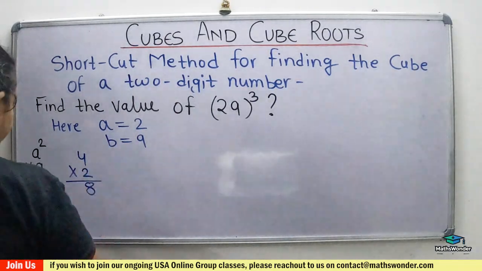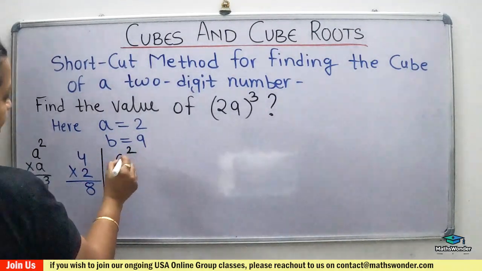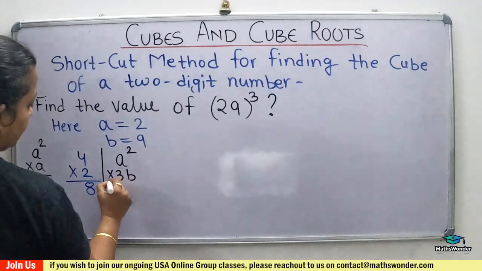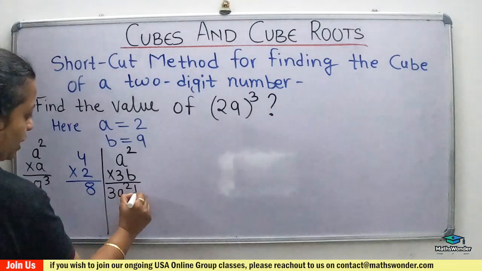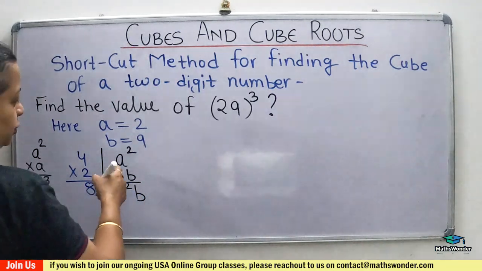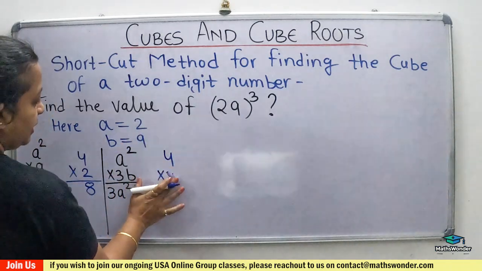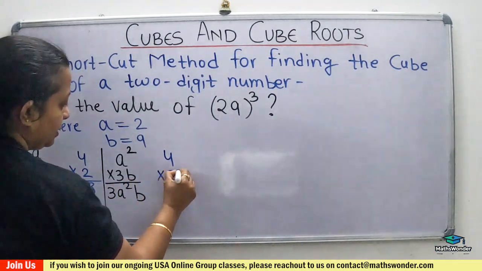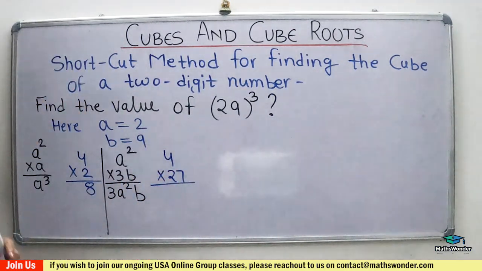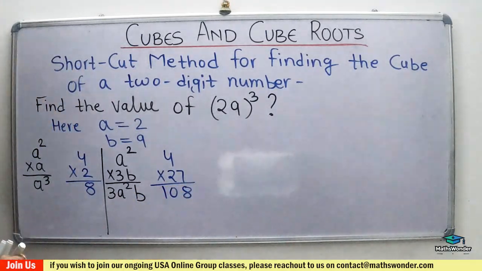Now what was the second part? a square times 3b. Remember? So it becomes 3a square b. Same, you substitute. a square is 4. 4 times 3 times b. 3 times 9 is 27. So you do the multiplication, and when you multiply you get 108. This is the second part.